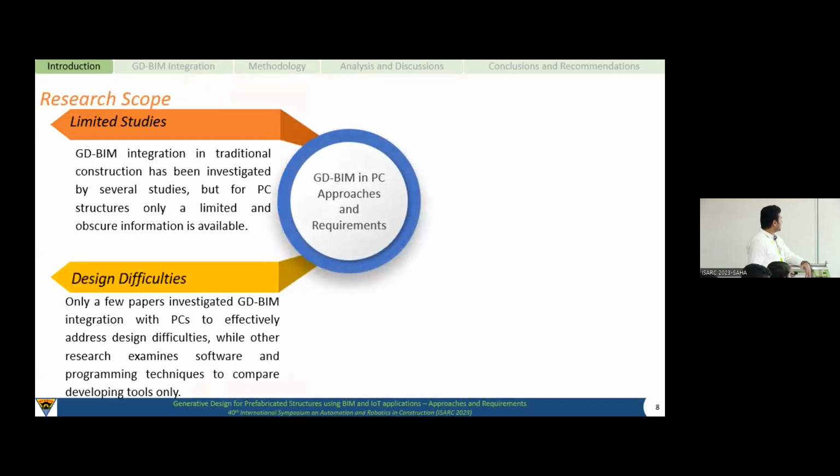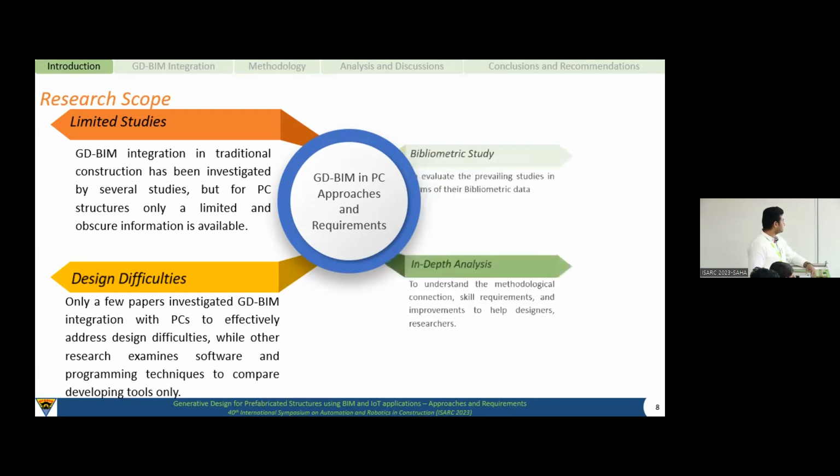So the research scope: GD-BIM integration in traditional construction is quite high, whereas in PC very few papers have discussed this, and only a few papers investigated GD-BIM integration with PC to effectively address the design difficulties, while other papers discuss the software and programming techniques rather than the designs.